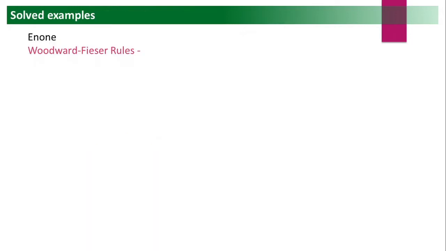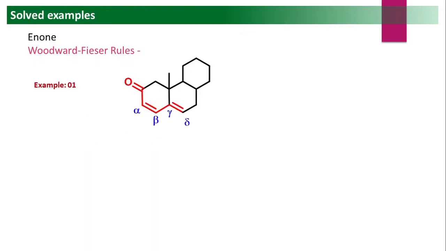For example, this is the first example of an enone system. Suppose this is our enone system. So this is the 6-membered ring ketone, so the base value will be 215 nanometers. Now this is the enone system, and this extra double bond is there. One ketone, one double bond, that is the enone system. This is the extra double bond in conjugation, so we have to add 30 for this double bond.